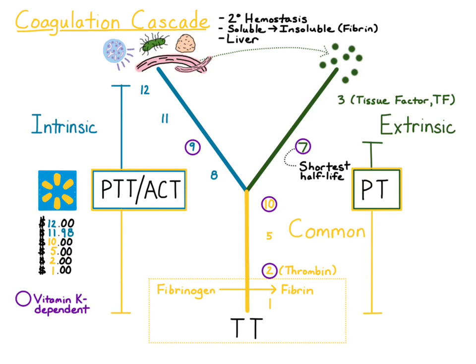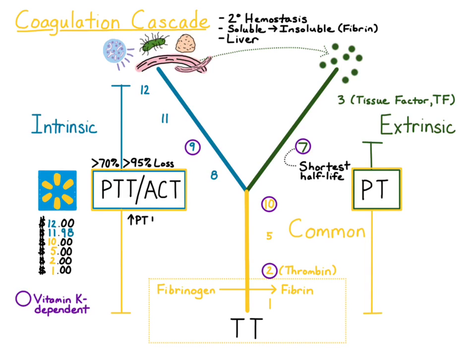So first I'll start with the PTT and the ACT. The PTT is prolonged when there's greater than 70% factor deficiency within the intrinsic and common pathways. That could be either one factor or multiple factors within these pathways. ACT is prolonged when there's greater than 95% loss of one or more factors within the intrinsic and common pathways. So between these two, PTT is the more sensitive test for detecting factor deficiency.